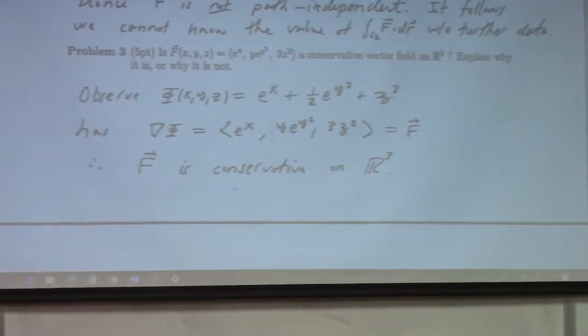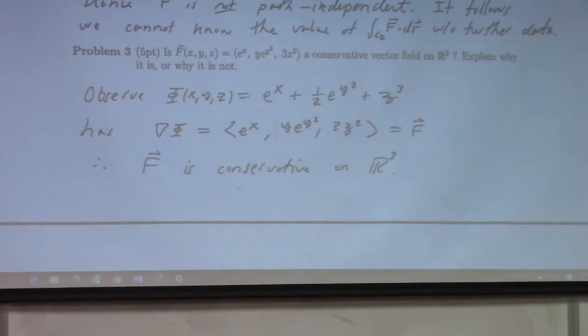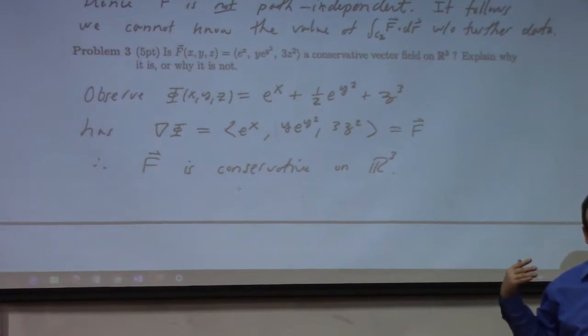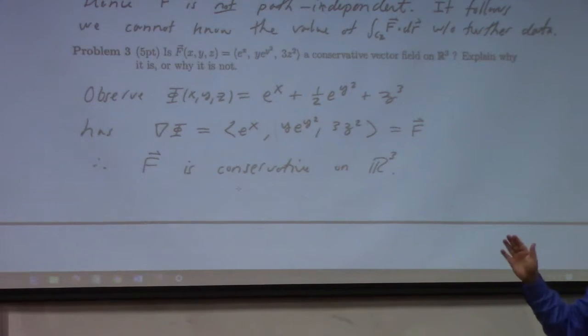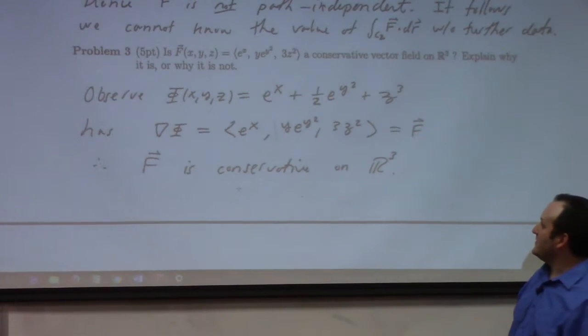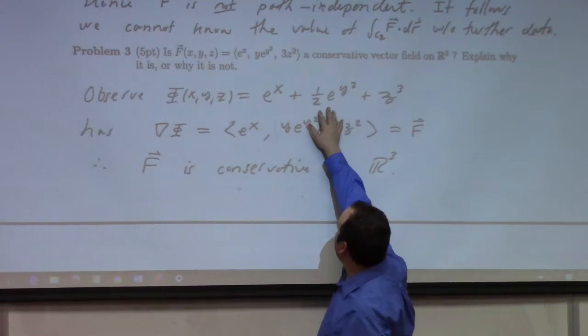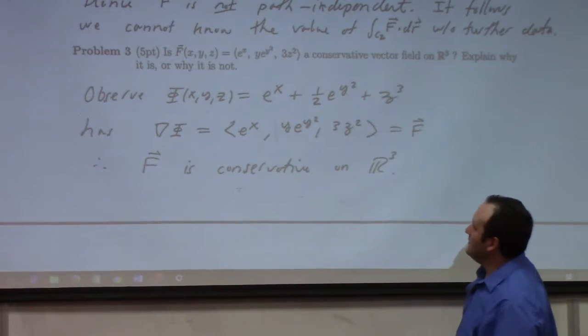How about problem 3? F is e to the x, y e to the y squared, 3z squared. Is this conservative? Well, as a general rule of thumb, if x has an x dependence, y has a y dependence, z has a z dependence, that's the easiest case. You can just integrate them kind of in isolation, and that will be the potential, like I just did in that silly made-up example over there. Integrate them individually and add them up. Exactly that. So e to the x, 1/2 e to the y squared, and z cubed are the integrals.